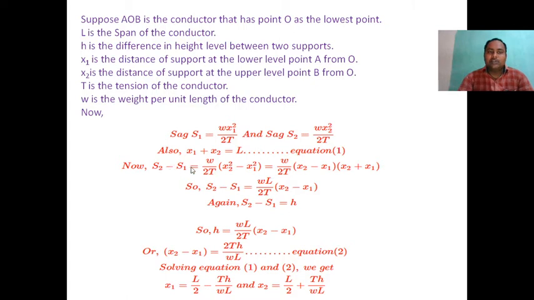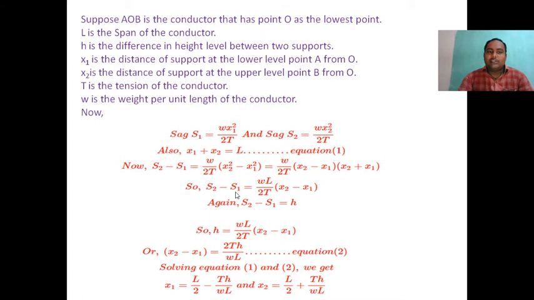S2 minus S1 is equal to W x2 square by 2T minus W x1 square by 2T. Take W by 2T as common. We get x2 square minus x1 square. That can be rewritten as W by 2T times (x2 minus x1)(x2 plus x1). But we know x2 plus x1 is nothing but L, the length of span from point A to point B. Substituting, the equation becomes S2 minus S1 is equal to WL by 2T times (x2 minus x1).